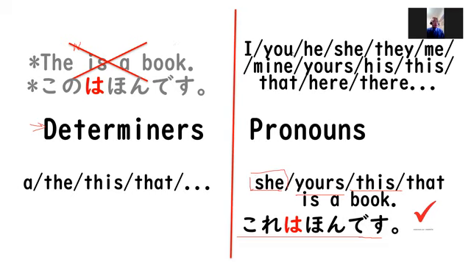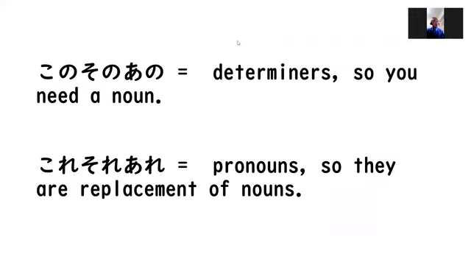So in English, you have one same word used for two different purposes. In Japanese, not so. We have この, その, あの, which are determiners, so you will need a head noun, a noun right after that. And これ, それ, あれ, on the other hand, are pronouns, so they can stand alone. They are the replaceable nouns. Okay, so I hope that helps.